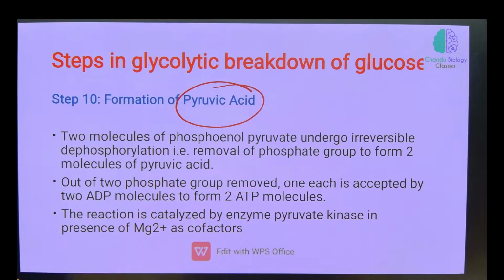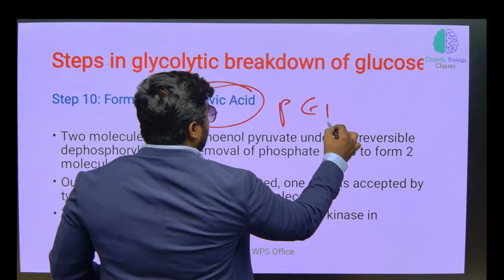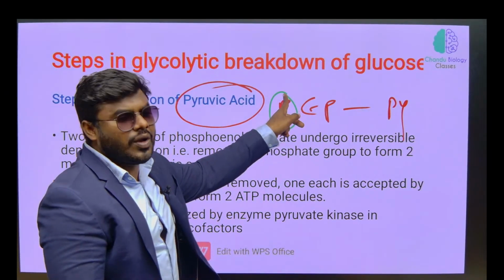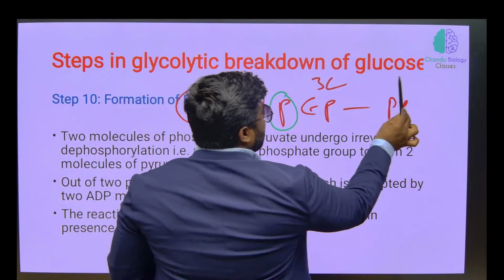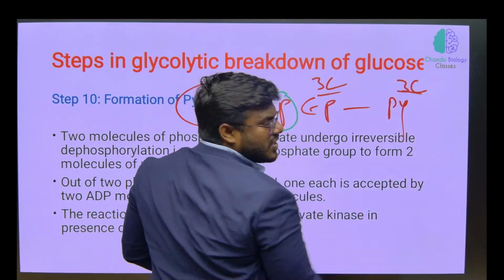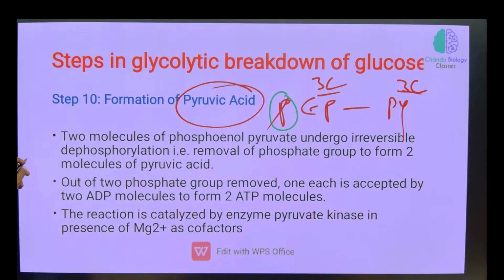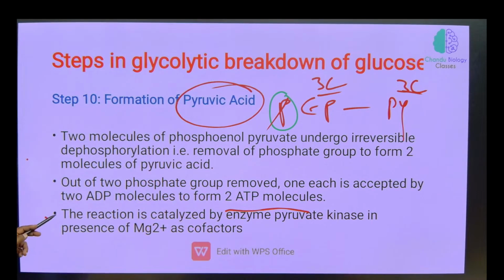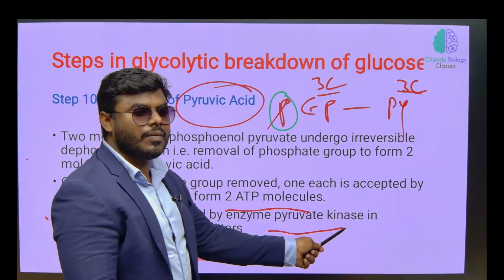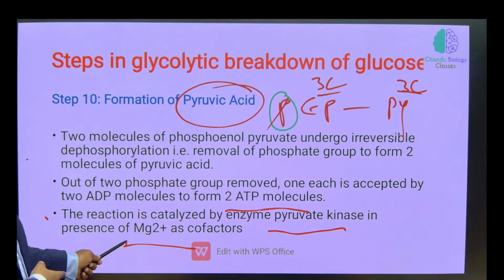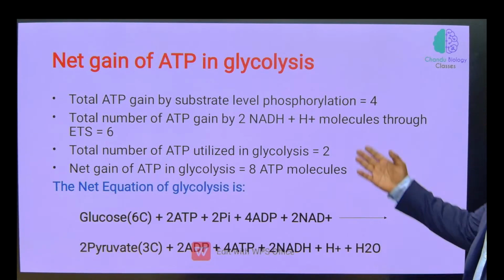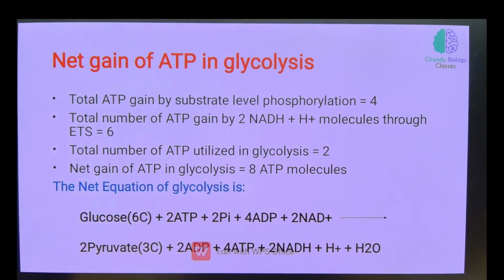Then finally, formation of pyruvic acid. What happened? Phosphoenol pyruvate is converted to pyruvate. The phosphate group got removed. Phosphoenol pyruvate has 3 carbons, and pyruvate has 3 carbons. There is no change in the carbon number, we just removed the phosphate group. Correct? So then what did we produce? ATP molecules. How many ATP? 2 ATP molecules are formed. The reaction is catalyzed by an enzyme that again requires magnesium. This is very important among the 10 steps.